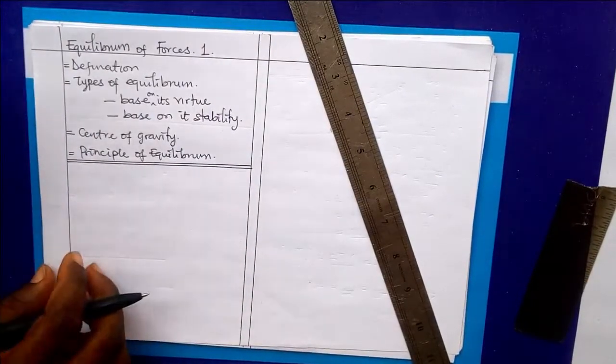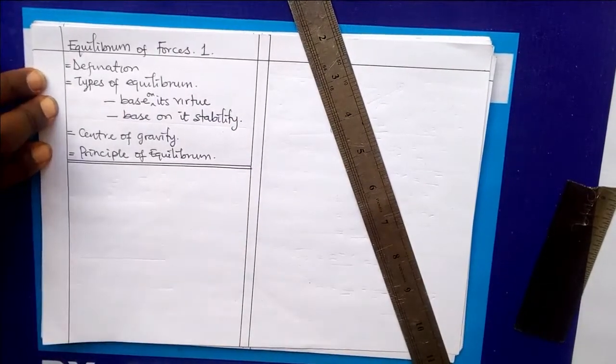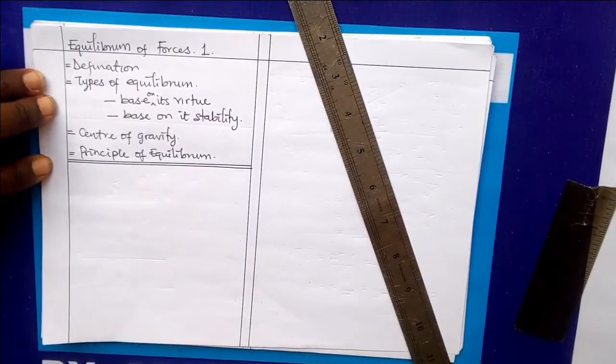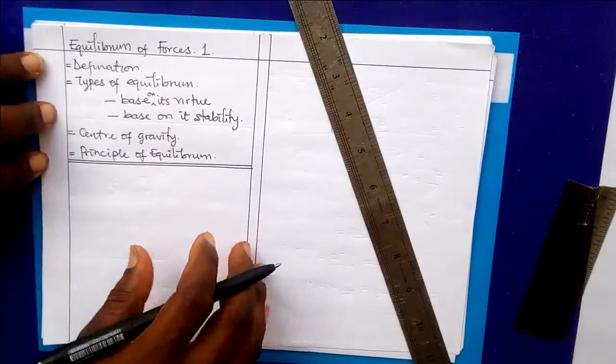In this class, we'll be talking about the definition, the types of equilibrium based on its virtue and based on its stability. Then we'll talk about center of gravity. Then lastly, we'll talk about the principle of equilibrium.